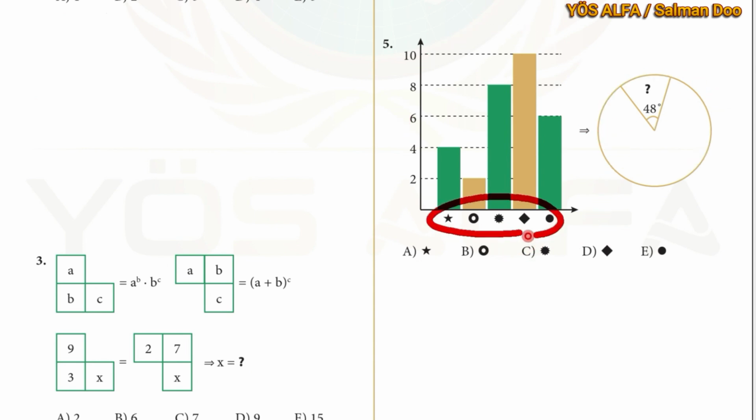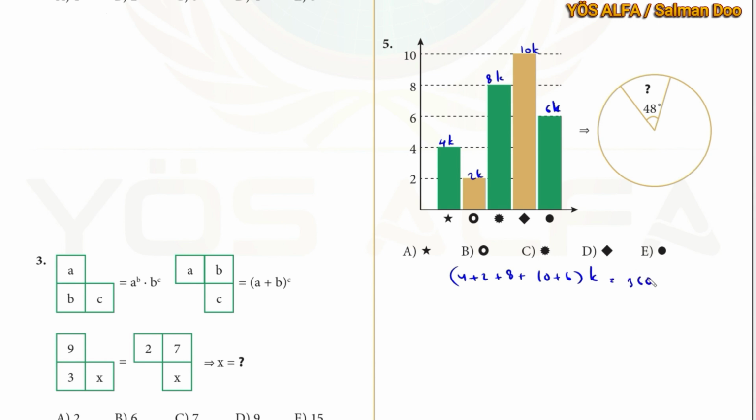A bar graph is given, and we need to convert it to a circular chart. And which one of these given items here is equal to 48 degrees? We'll start with writing down the values here as 4K and 2K and 8, 10, and 6. The summation of all these values should be equal to 360 because we are converting it to a circular chart. So 4K plus 2K plus 8 plus 10 plus 6 is equal to 360. From here we have 30K is equal to 360. K is equal to 12.